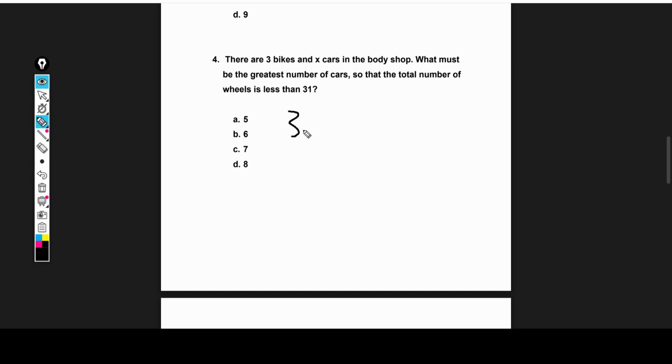3 bikes, each one has 2 wheels, so we will multiply by 2. And x cars, each car has 4 wheels. I assume the cars are all 4-wheel cars. And this we want to be less than 31. Coolio. So 3 times 2 is 6, so I'll just write that out here, simplify that a little bit.